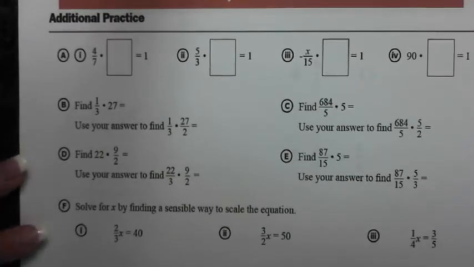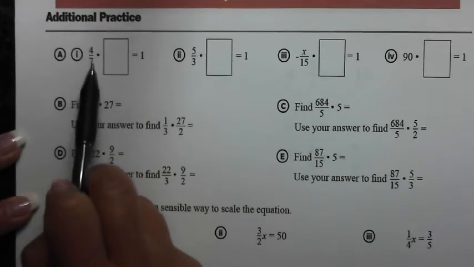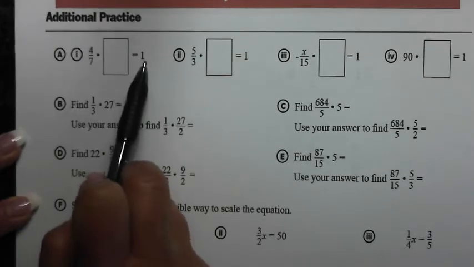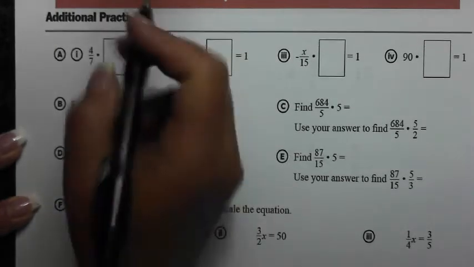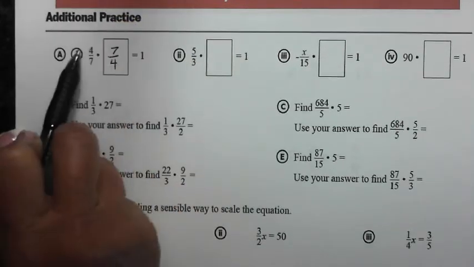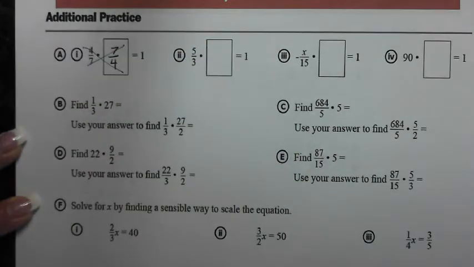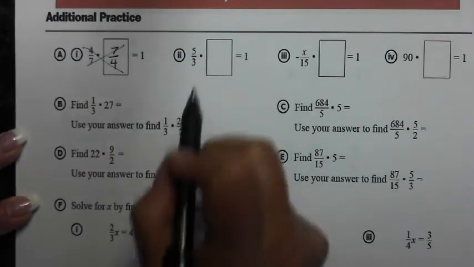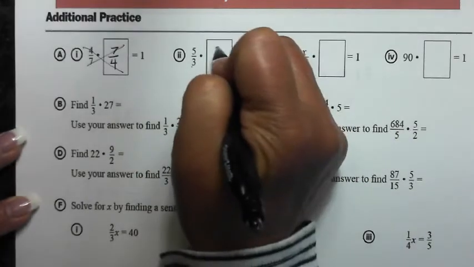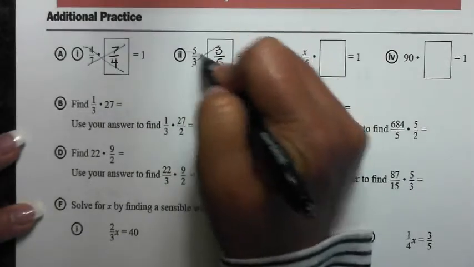So let's take a look at this first one. What does this have to do? What do I have to multiply this by to get to 1? Well, if I multiply it by the reciprocal of 4/7, which is 7/4, these cancel out and I'm left with 1. Here, the reciprocal was 3/5. And again, these cancel out.